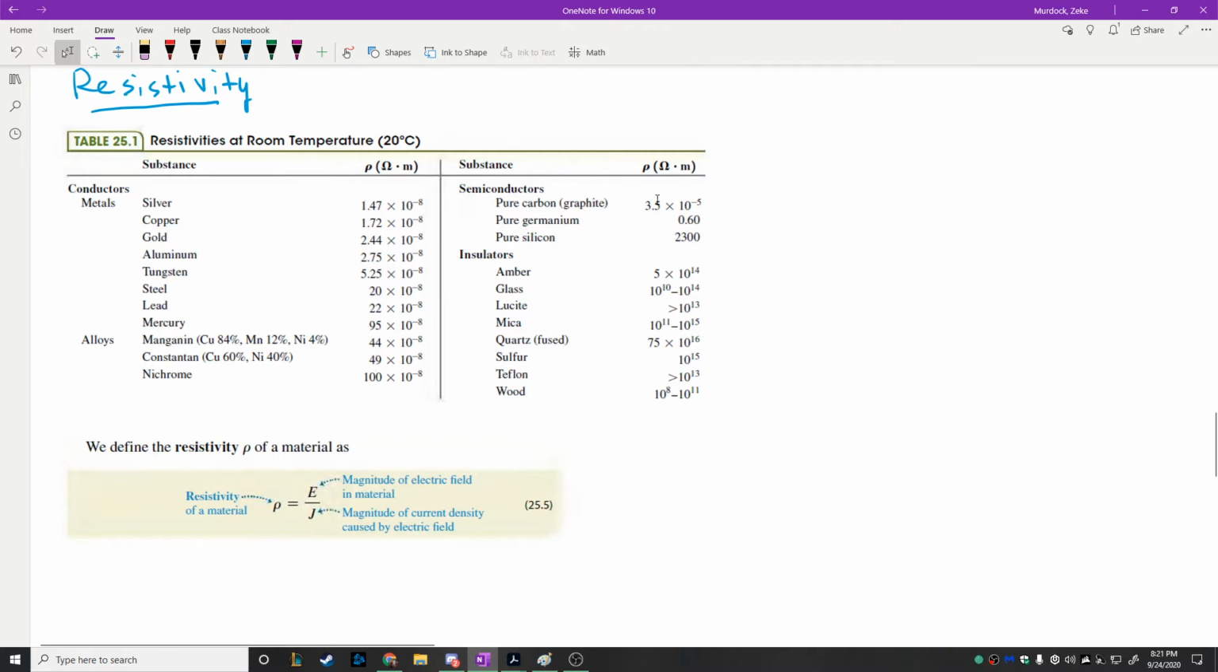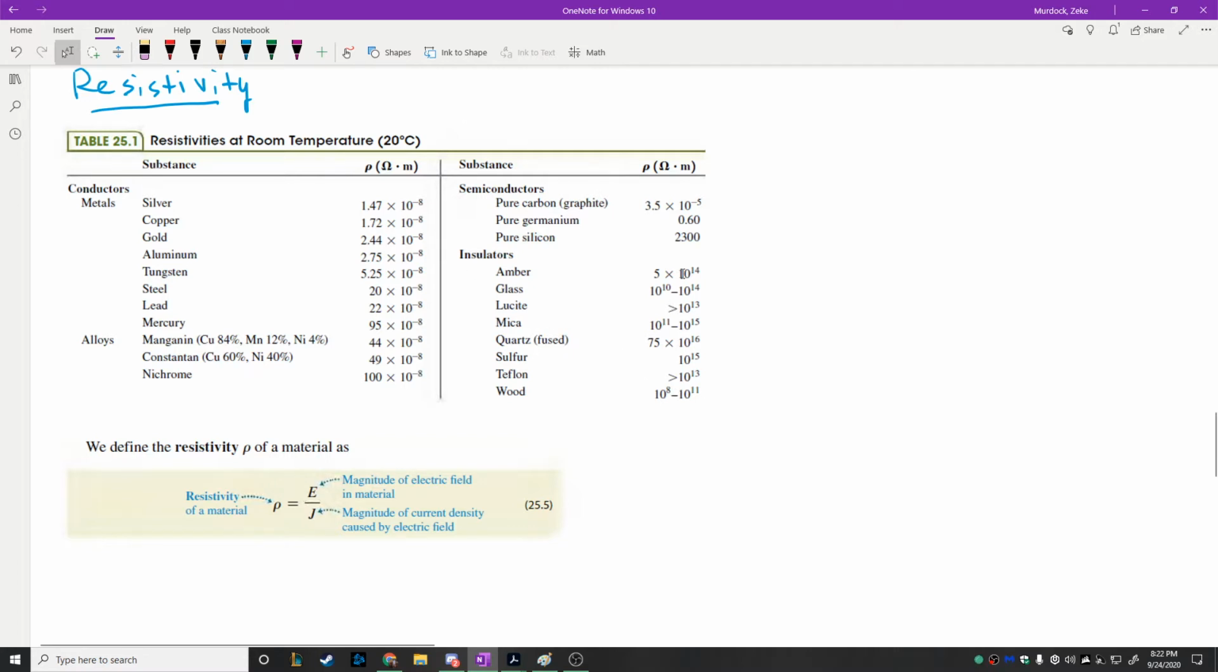Semiconductors, kind of a different story. We're not going to talk much about semiconductors in this class, but the biggest thing I want to notice here is the difference between the insulators versus the conductors. All of the conductors have resistivities that are on the order of 10 to the negative 8. All of the insulators have resistivities on the order of 10 to the 14. The insulators are things like amber, glass, lucite.